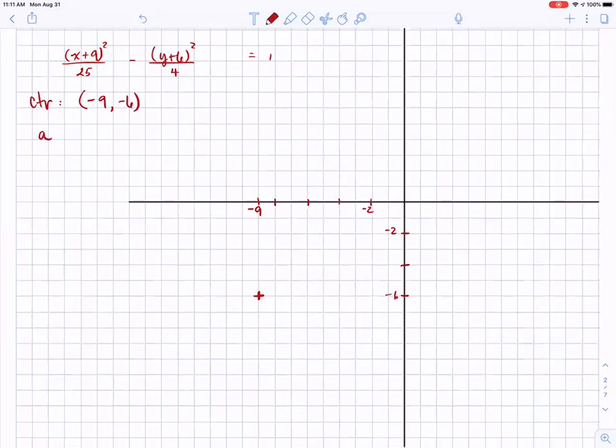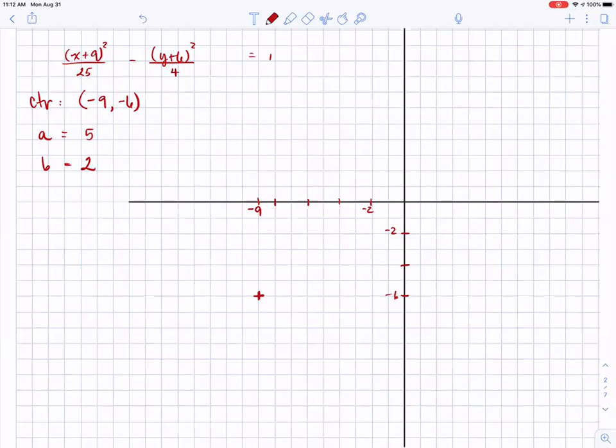What is my A value? 5. Where do you get that from? Yeah, A squared is 25, so my A value is 5. And what's my B value? It's 2. All right. So what do I do next?